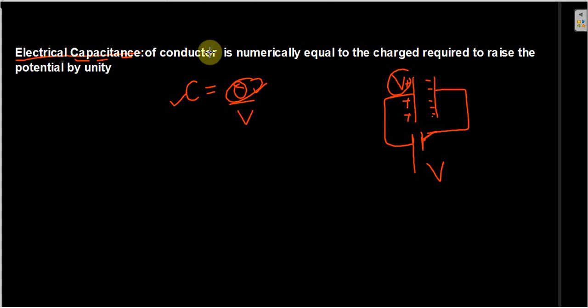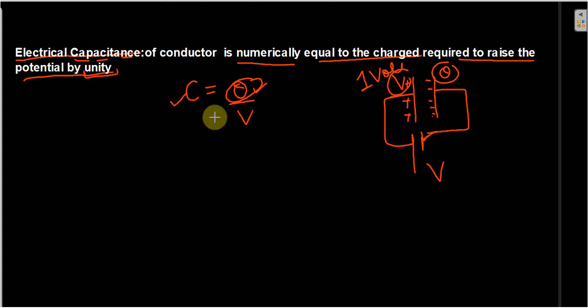So according to the electrical capacitance definition, what should be the amount of charge so that its potential is raised by 1 volt? That is unity. So finally, the electrical capacitance of a conductor is numerically equal to the charge required to raise the potential by unity. Whatever amount of charge is required to raise the potential by 1 is known as the electrical capacitance of a conductor.